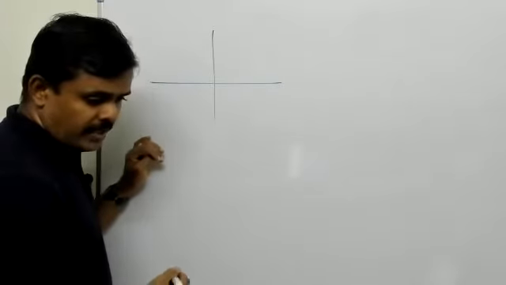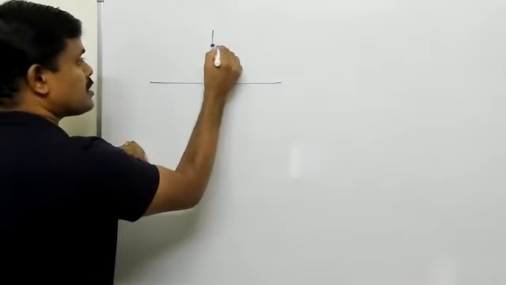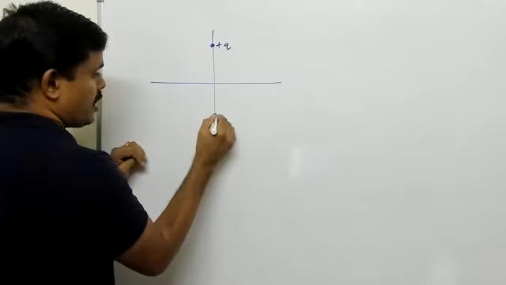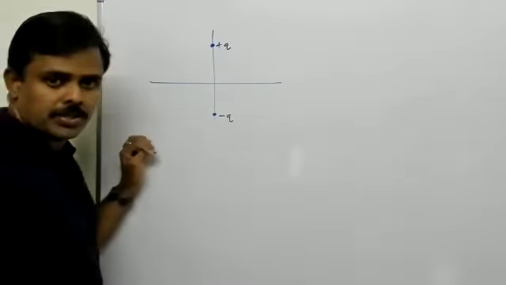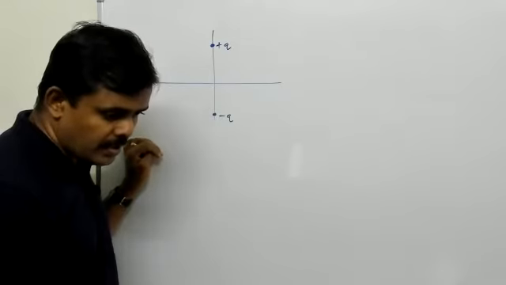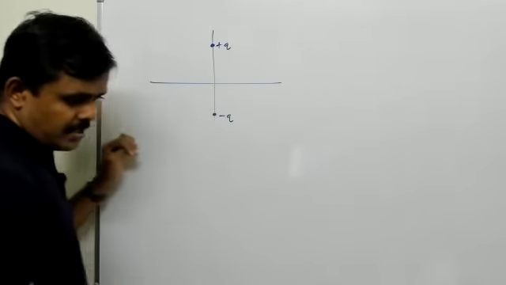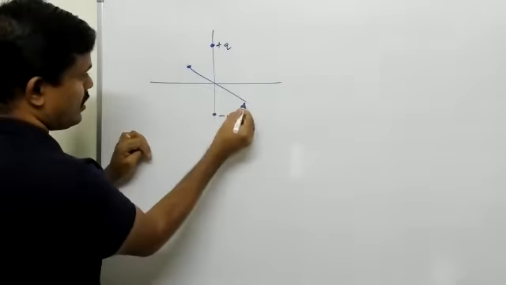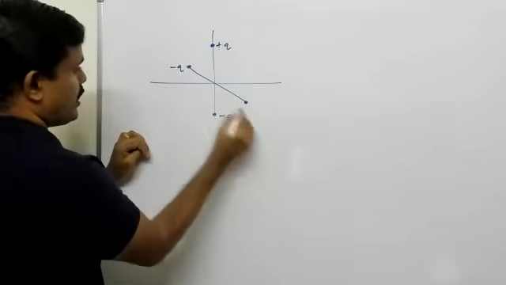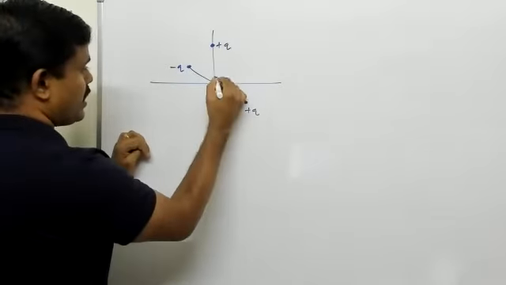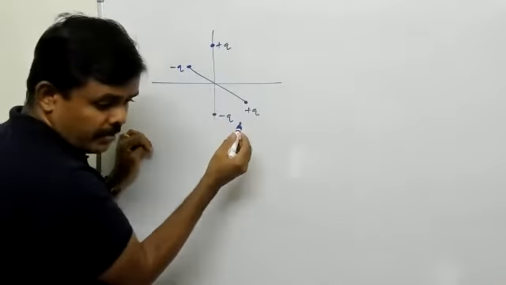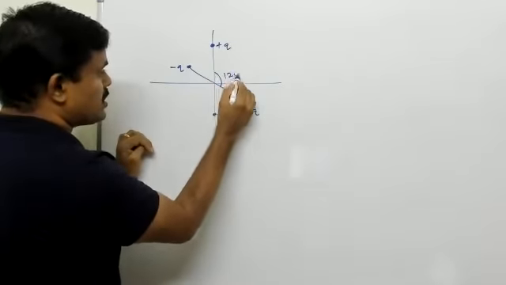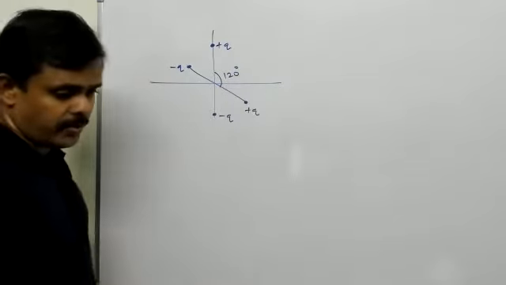So this is X and Y. First dipole is here. This is plus Q and this is minus Q. And then the second dipole is here, kept at this angle. This is minus Q and this is plus Q. And they are making an angle of 120. They say that they are making an angle of 120.